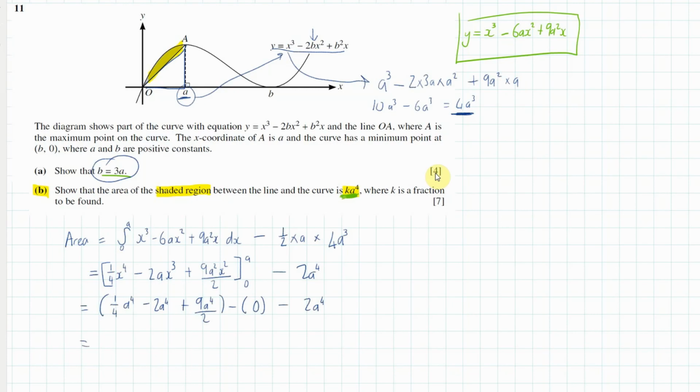So let's see what this gives us. I'm going to turn them all into quarters. So 9 halves is 18 quarters. So I've got 19 quarters, and then I'm going to take away 8 quarters. So this should give me 11/4 a to the 4, subtract 2a to the 4. Okay, so all of this here adds to 11 quarters. And that should give me a final answer of 3/4 a to the power of 4.